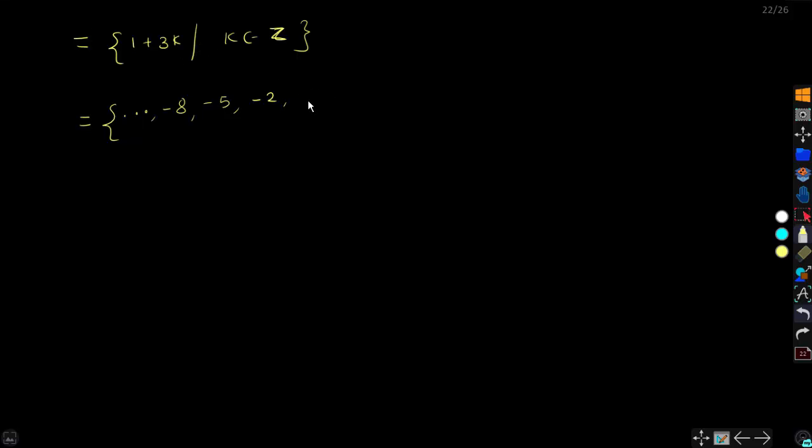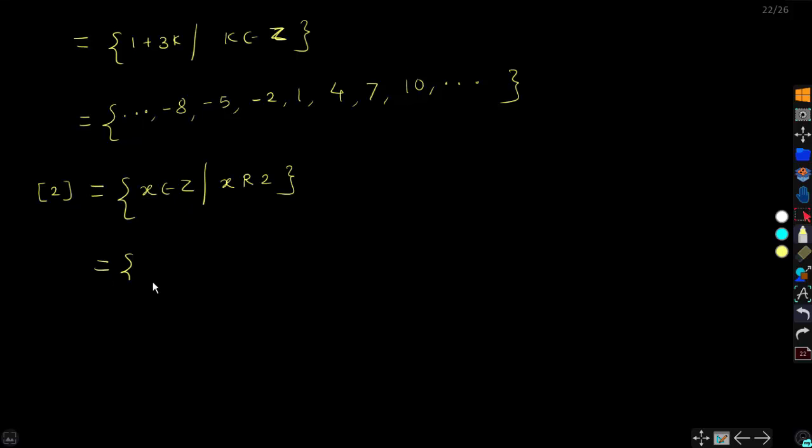For k equal to 0 we have 1. For k equal to 1 we have 4. For k equal to 2, 6 plus 1 is 7. Then 10, because 3 into 3 is 9 plus 1 is 10, and so on. So this contains elements of this form 1 plus 3k. Now we are going to find the equivalence class containing 2. This is equal to all x belongs to Z such that x is related to 2.